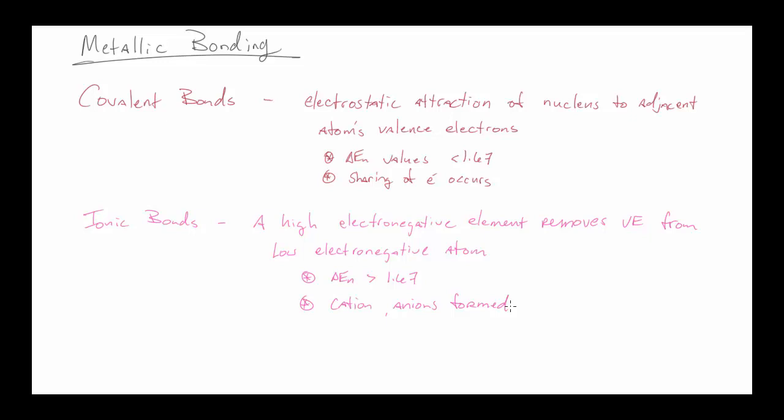The opposite of a covalent bond would be an ionic bond. In an ionic bond, we have a very highly electronegative element, and it's going to remove valence electrons from a relatively very low electronegative element, right? We get the formation of positive ions, which are cations, and negative ions, which are anions, and this occurs whenever our electronegativity difference is generally higher than 1.67. So these are the two types of bonds we've talked about to this point, and now we need to delve into exactly what metallic bonds are.